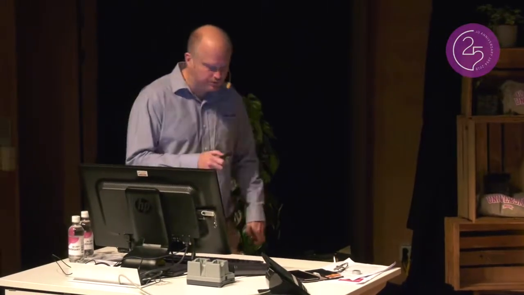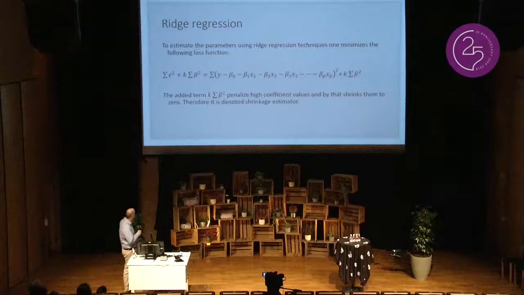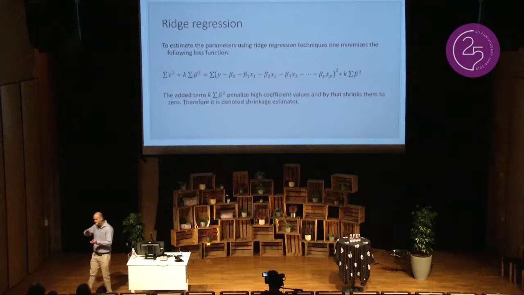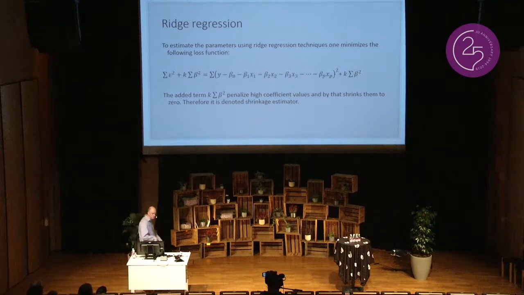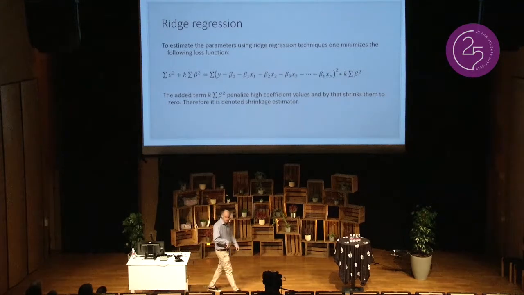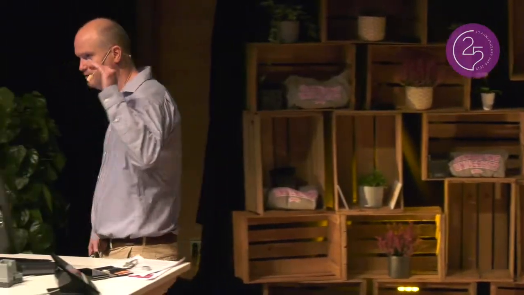So by introducing this term, k times the sum of beta squared, one shrinks or pushes the coefficients in general towards 0. So that will lead to an underestimation of the true parameter. So you introduce in general some bias here. But by penalizing high values that are usually way off, one increases the precision in our estimators.